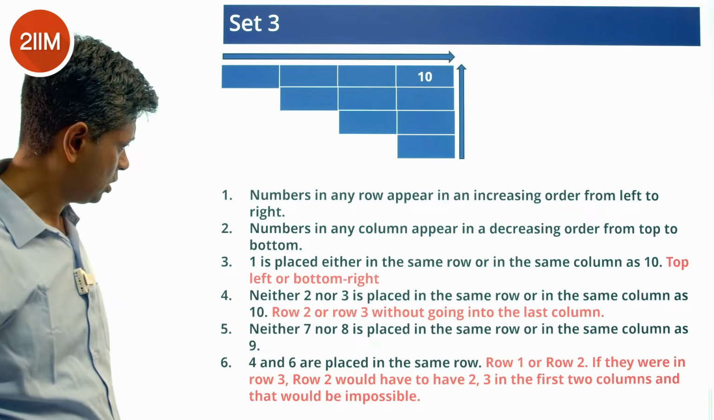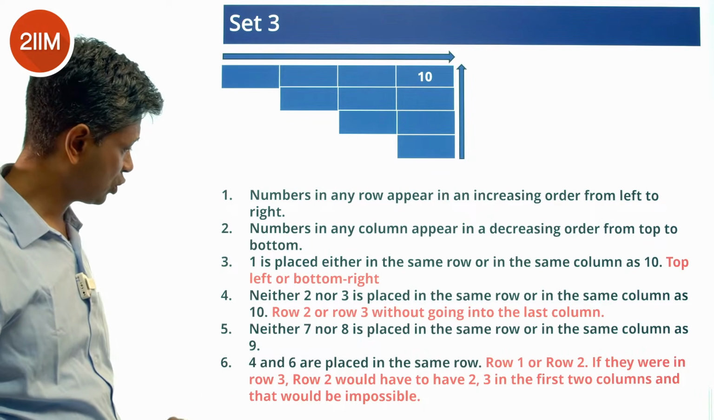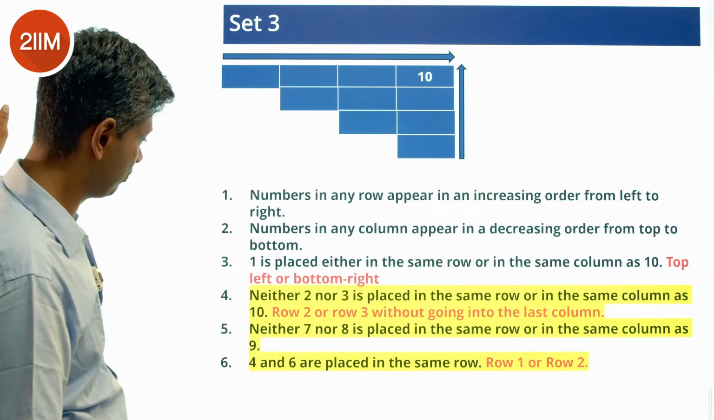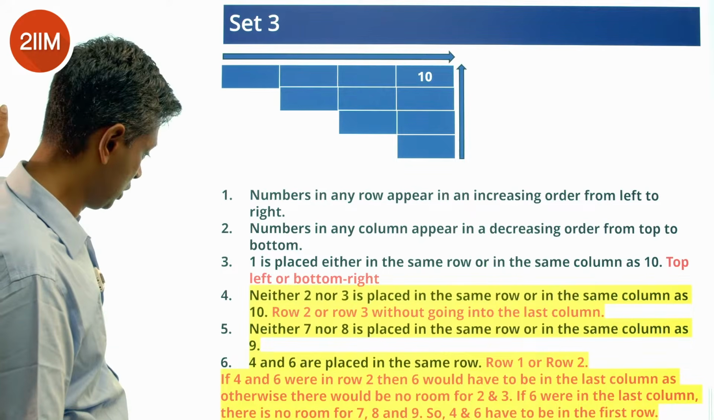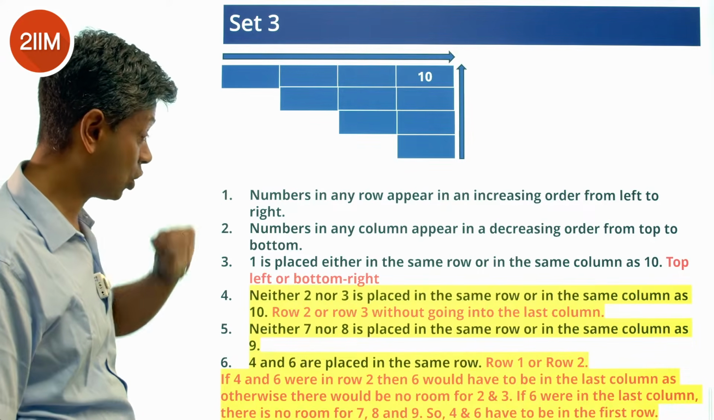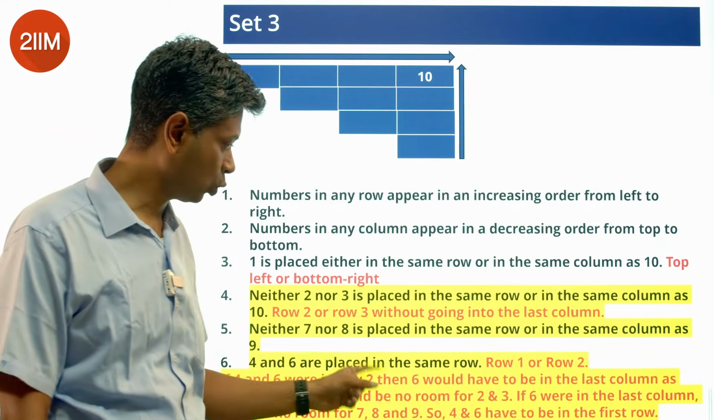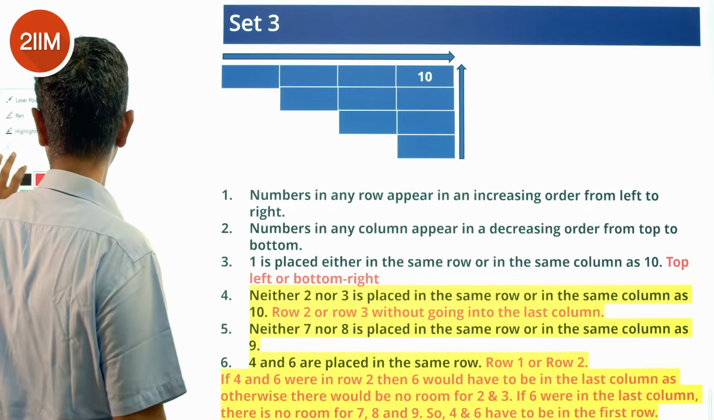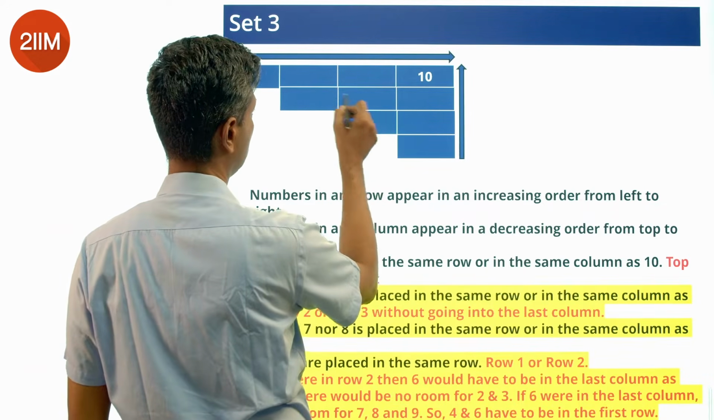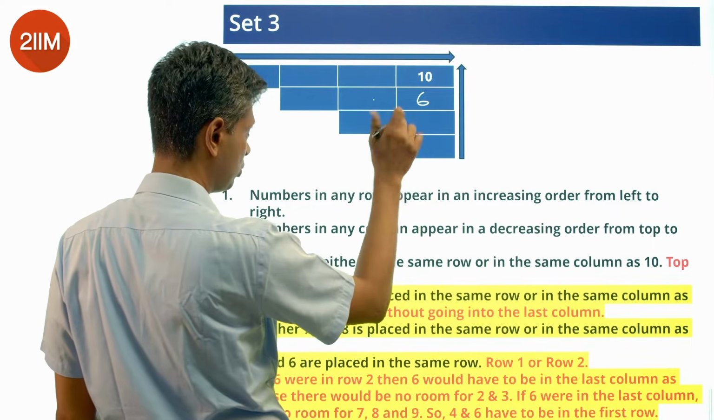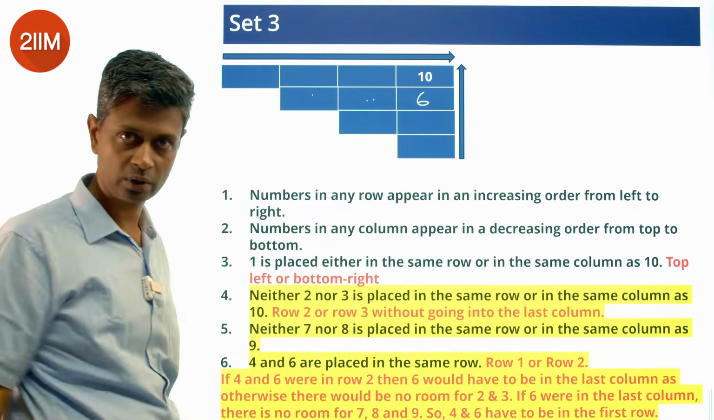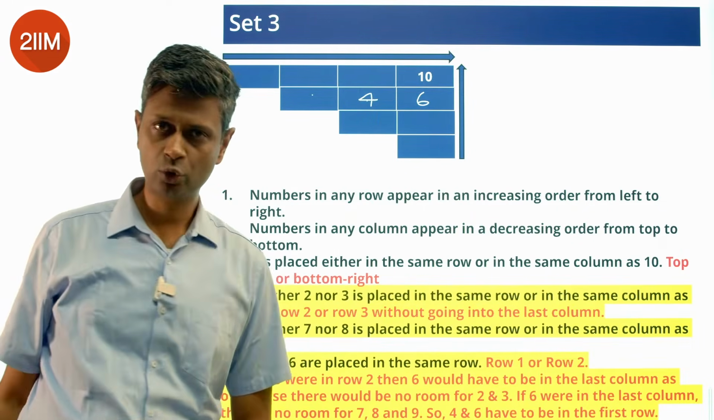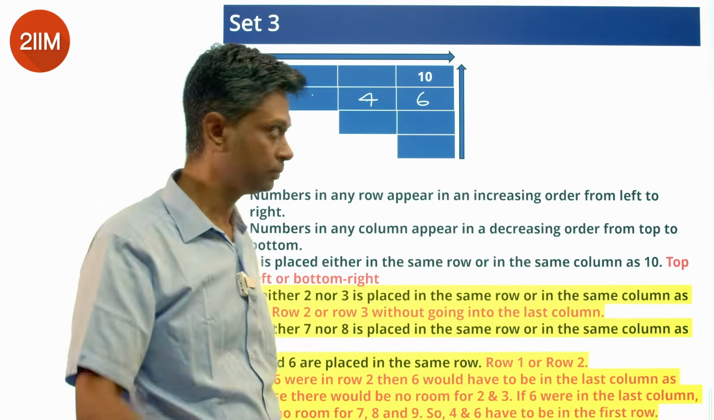Nice. Top left or bottom right, row 2 or 3 without going to the last column. Row 2 would have to be 2, 3 in the first 2 columns. We made these inferences. I'm going to carry on and say row 1 or row 2. If 4 and 6 were in row 2, then 6 would be in the last column and there's no room for 7, 8 and 9. So 4 and 6 have to be in the first row. We've already seen that we cannot have 4, 6 here. Could we put 6 here, 4 here? It doesn't work. 4 here means 5 has to be in between. That also doesn't work. No room for 2, 3. If 4 were here, no room for 7, 8, 9. So 4, 6 have to be in the first row.